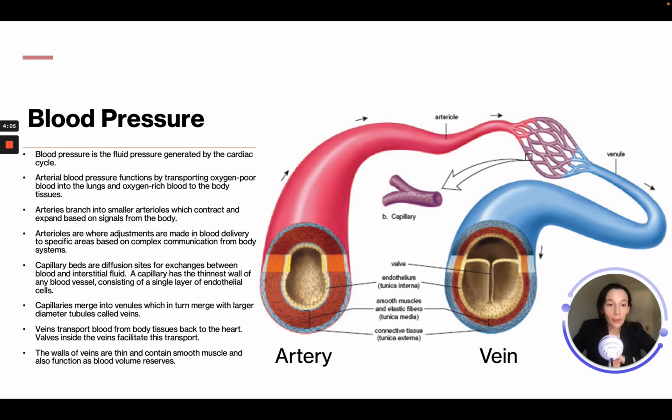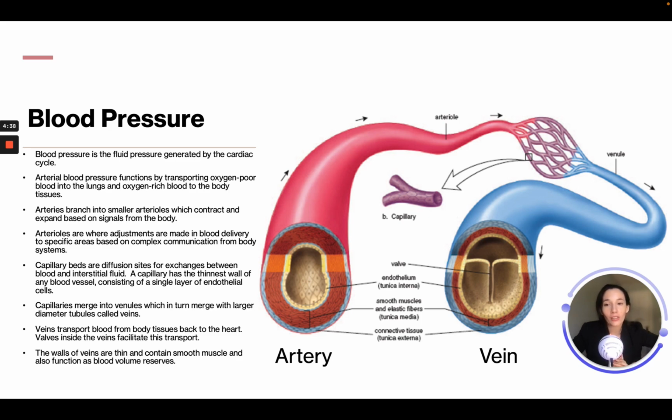So let's talk about blood pressure. So blood pressure is the fluid pressure generated by the cardiac cycle. Arterial blood pressure functions by transporting oxygen-poor blood into the lungs and oxygen-rich blood to the tissues. Arteries branch into smaller arterioles that contract and expand based on signals from the body. And arterioles are where adjustments are made in blood delivery to specific areas based on complex communication from body systems.